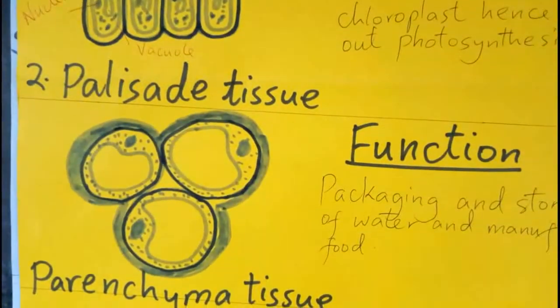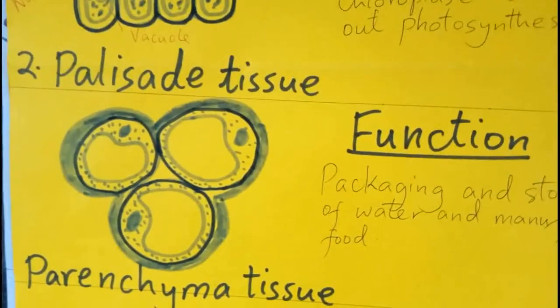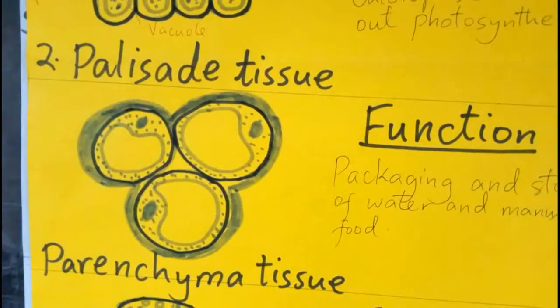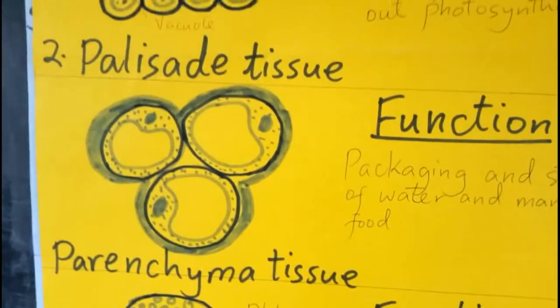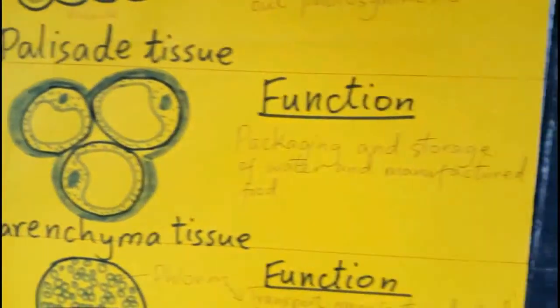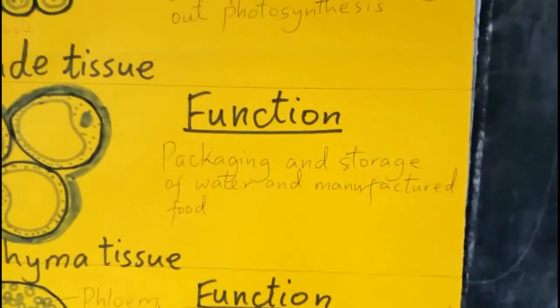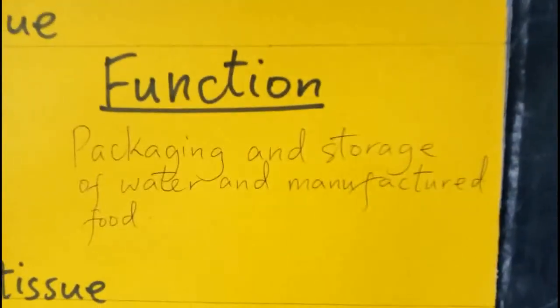manufactured food and water. Remember, the food is always in form of solution, and that is dissolved salts and sugars, and they may also be having some water which is stored in the parenchyma tissue. The function of the parenchyma tissue is packaging and storage of water and manufactured food.